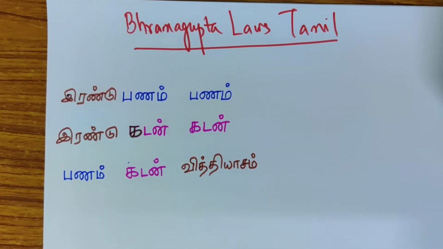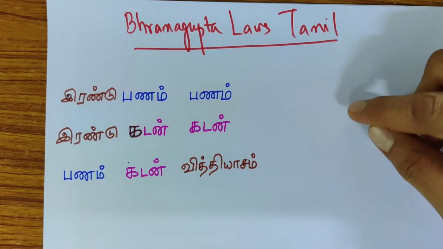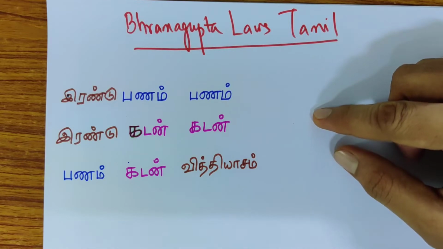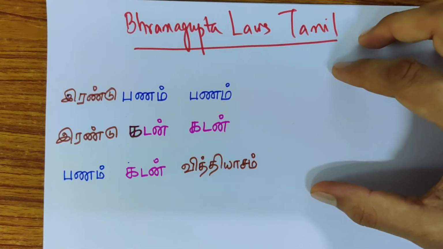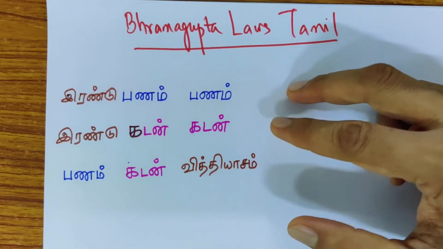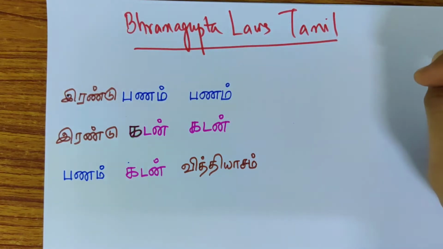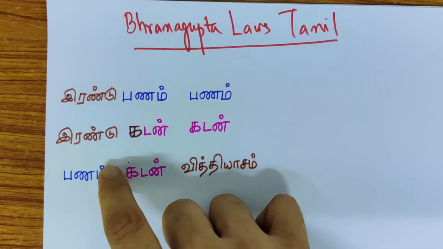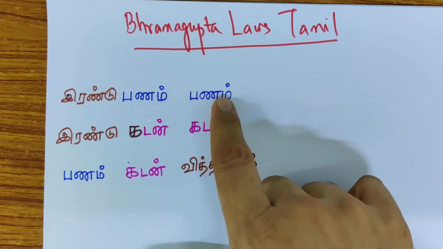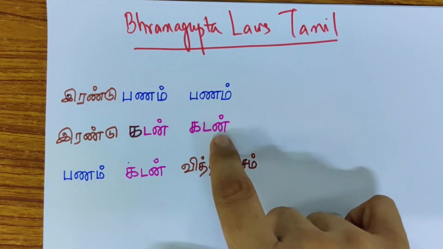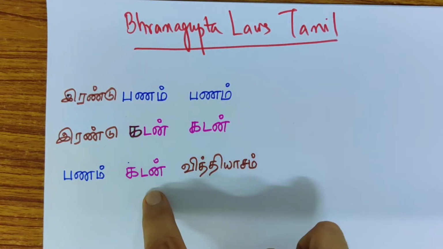So Brahmagupta's 3 laws can be translated to Tamil. I have just translated the first 3 laws. The first 2 laws are his laws. The third law I have modified. So in this case you can say rendu panam panam, rendu kadan kadan, panam kadan vidyasam.